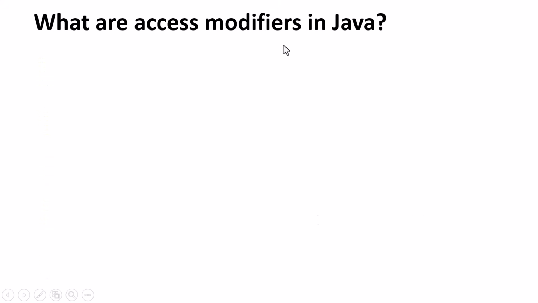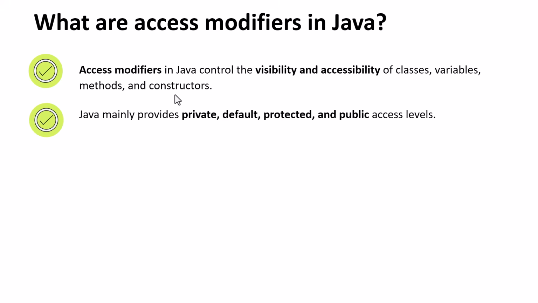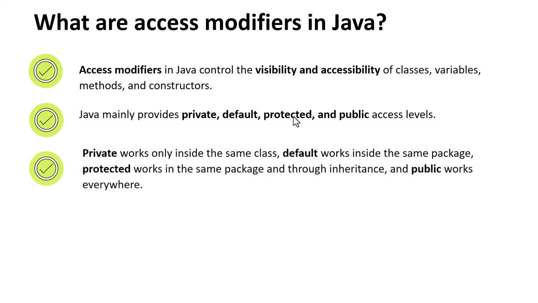Next question. What are access modifiers in Java? Access modifiers in Java are keywords used to control the visibility and accessibility of classes, variables, methods, and constructors. They decide from where a member can be accessed, which is very important for object-oriented design and encapsulation. Java mainly provides 4 access levels: private, default, protected, and public. These modifiers help developers hide internal details, expose only required members, and protect data from unnecessary direct access.